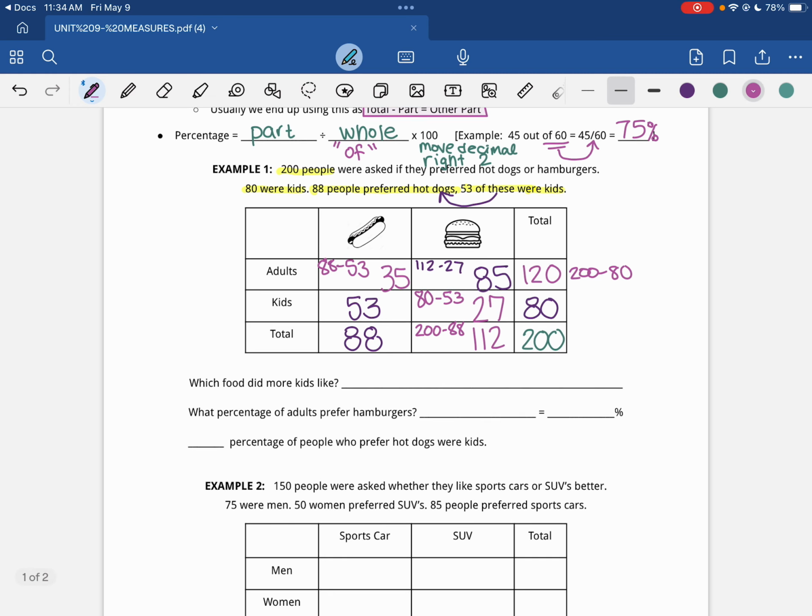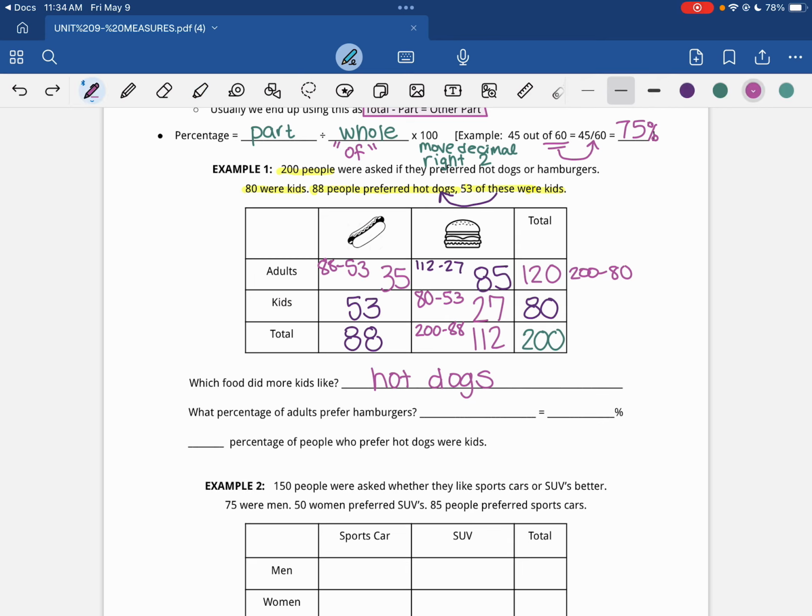Then, when it asks which food more kids like, 53 liked hot dogs, 27 liked hamburgers, so more of them liked hot dogs. And we're just looking down the kids row to do that. Right here.